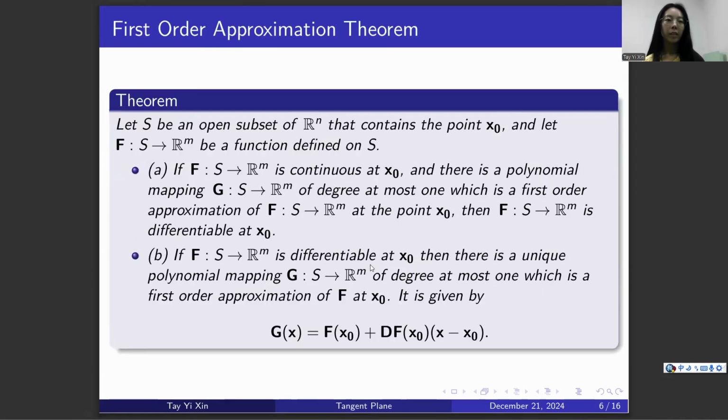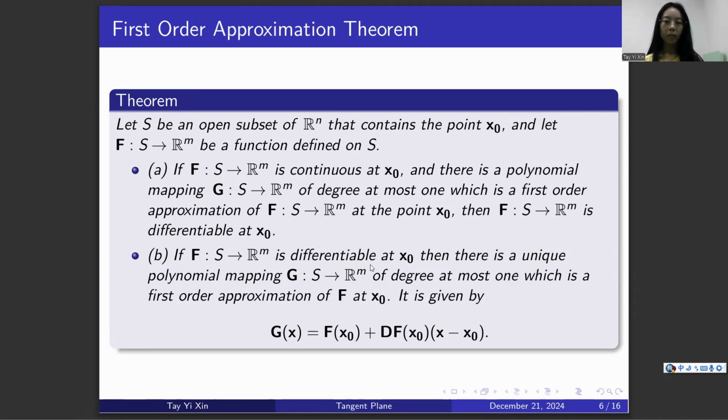Now we will use the definition of the tangent plane to prove this first-order approximation theorem. This theorem is as follows. Let S be an open subset of R^n that contains the point x0, and let f be a function defined on S. A. If f is continuous at x0, and there is a polynomial mapping G of degree at most 1, which is a first-order approximation of f at the point x0, then f is differentiable at x0.